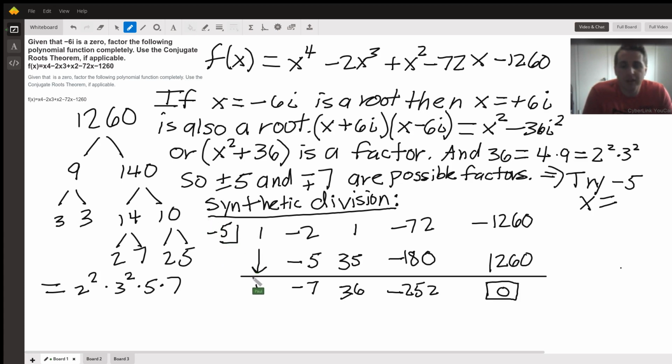So the 1 comes straight down. 1 times negative 5 is negative 5. Add to get negative 7. Multiply by negative 5, get 35, add to get 36. Multiply by negative 5, that's negative 180. Add to get negative 252. Multiply by negative 5, get 1260. Add, 0. Good. So that means it divides evenly.